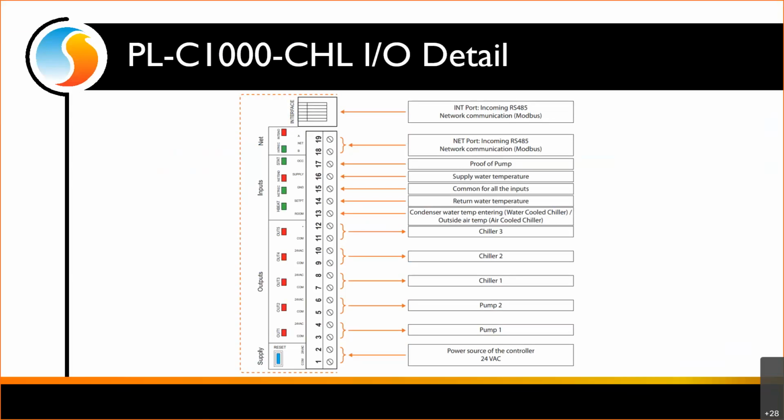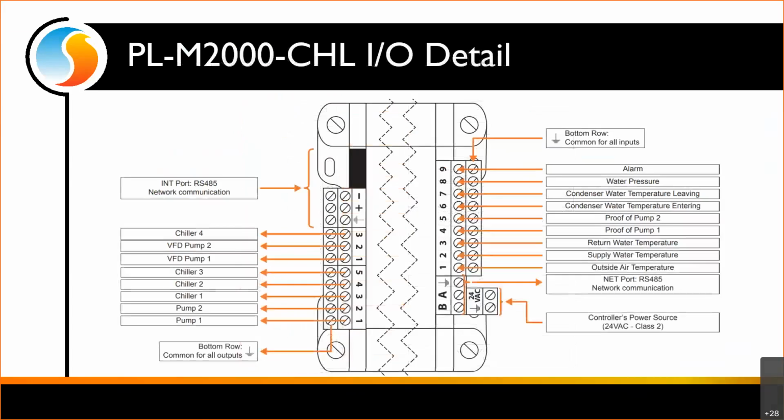If we step up to the M2000, a little bit more to go over. Let's start on the right side with our inputs. There's our power supply and our communication stacked on top of each other. Just pay attention when you're hooking up. Make sure you're putting the power into the lower level set of screws. There's only 2 screws in that terminal block.